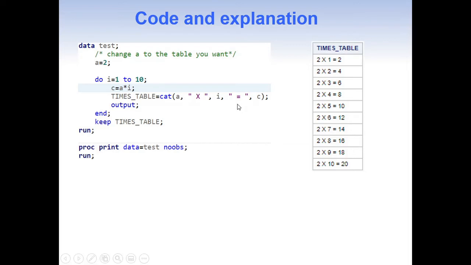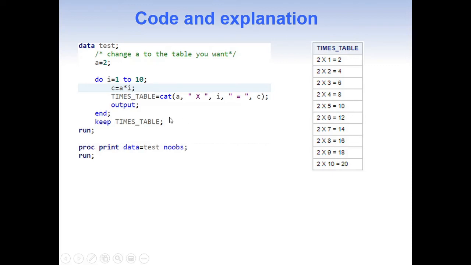Now I'm adding a couple more things in here. The next one is equal to, and as there is a space between these two numbers, I'm adding extra space to them, and finally I'm adding c, which has my result value in here. This is going to give me a result like this.